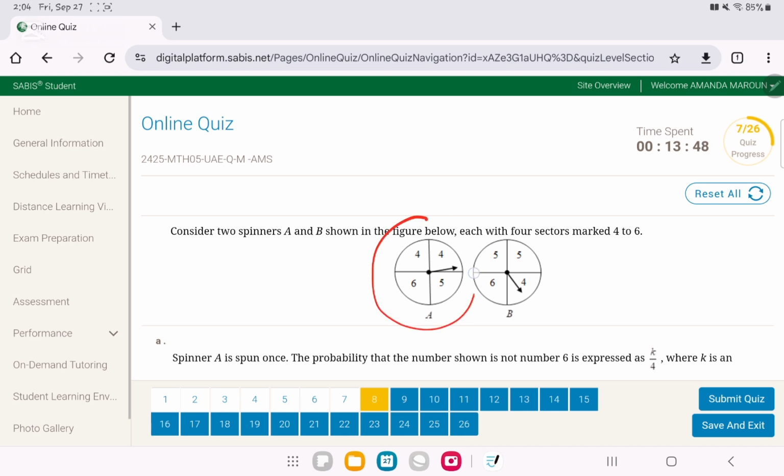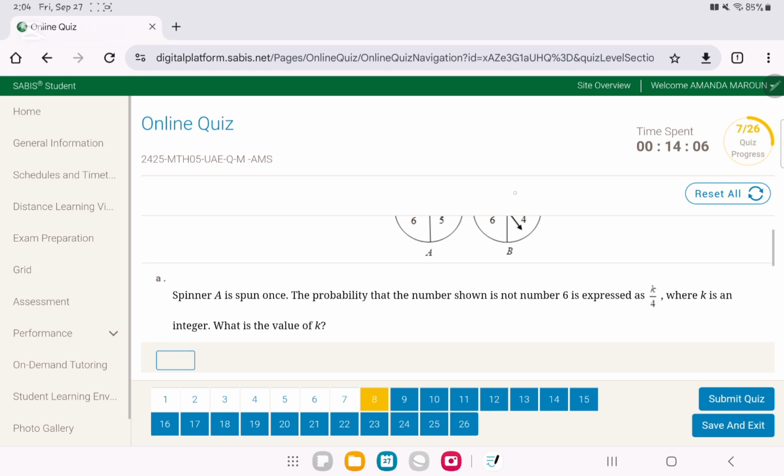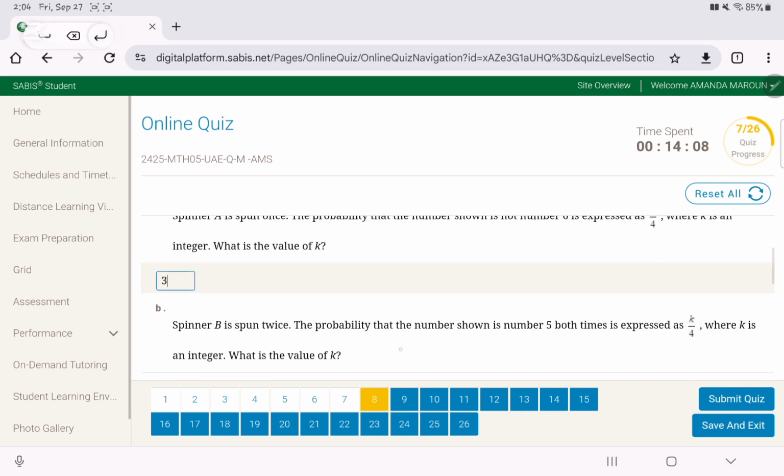looking at spinner A, it spun only one time. So we're only going to have it one time. What's the probability that it's not 6? We're going to ignore 6. So we have 1, 2, 3. 3 out of the total, which is 4. So the probability that it is not number 6 is 3 out of 4.